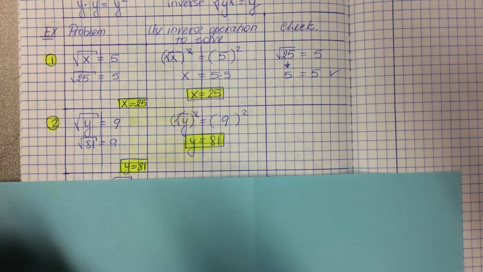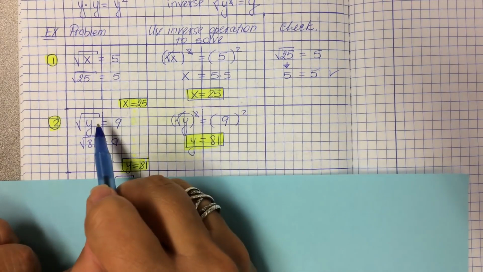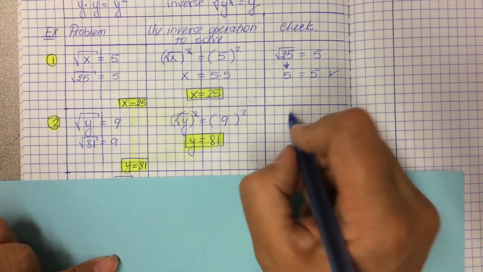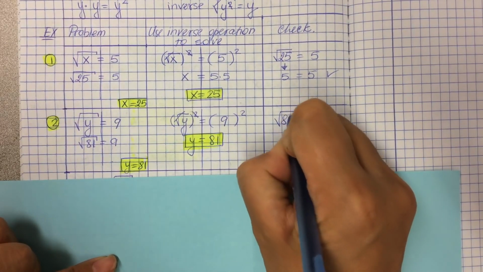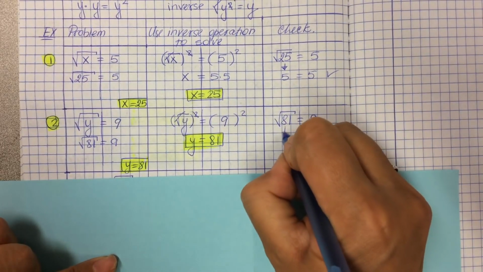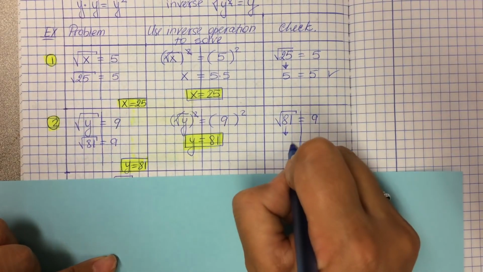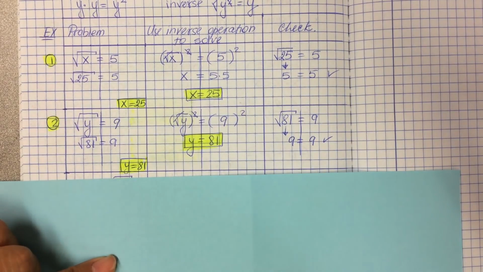To check, we substitute the value of 81 in the y place in the original equation. So that means instead of y, I write 81, and I need to be getting 9. When you simplify square root of 81, that would be a perfect square, which equals 9, which checks out to be correct.